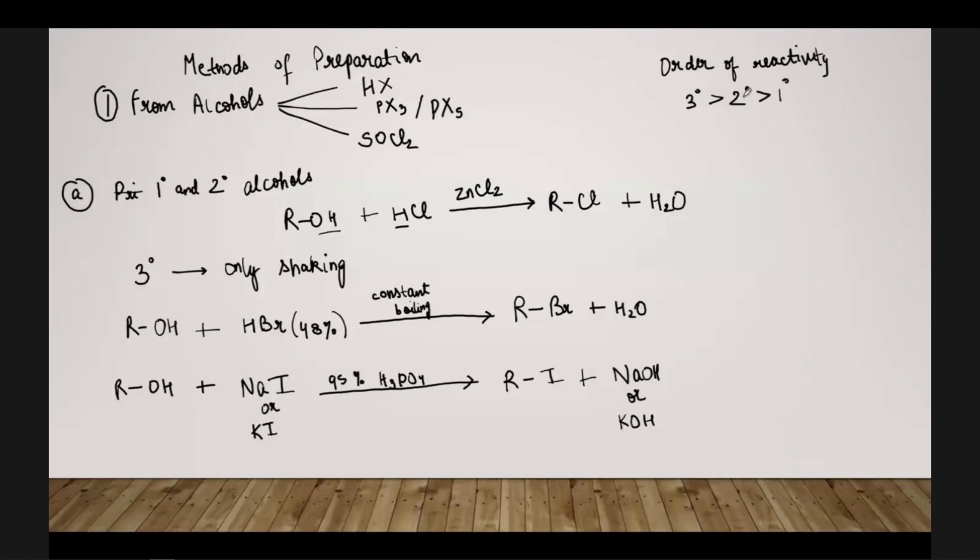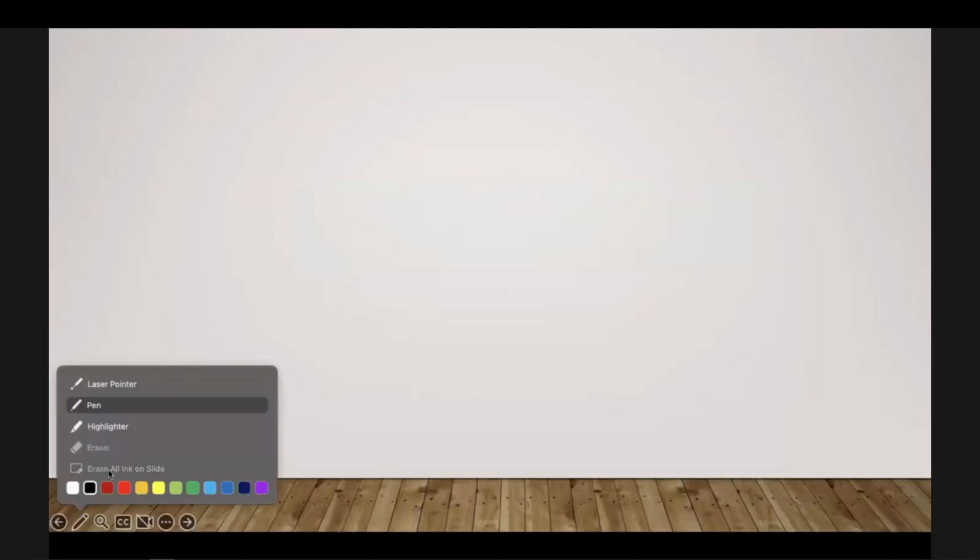Okay. Then we'll move on to the second category, that is the phosphorus halides, right? So let me write it down as B. This is the phosphorus halides category. So I'm writing down the reaction. The ROH, this is the alcohol.